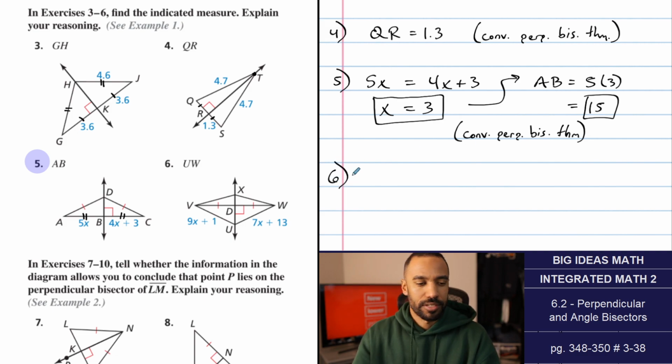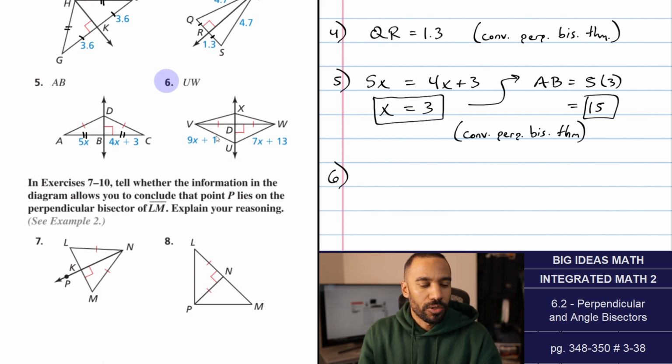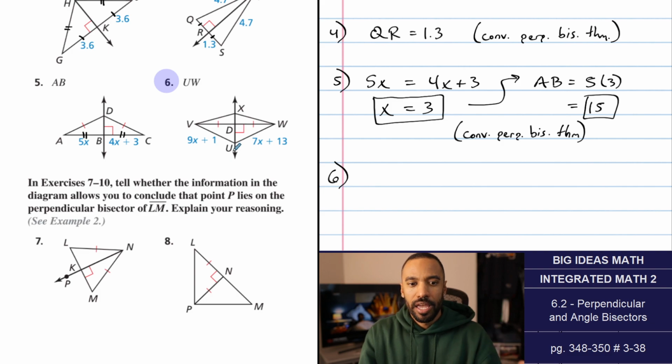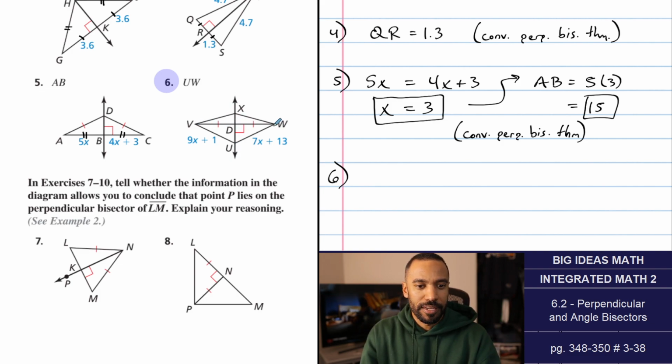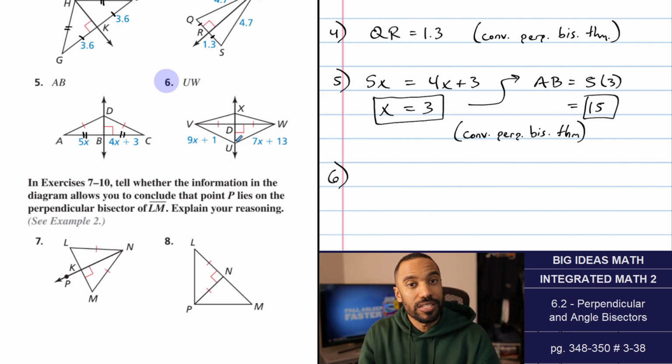Okay, number 6. The length of segment UW. Don't let the diagram trick you. But the length of segment UW, you can see that this line UX, or UD or whatever, is the perpendicular bisector of segment VW. It shows the perpendicular symbol and the segments that show D is the midpoint of that. Therefore, U is equidistant to points V and W. That means that this segment is congruent to this segment, which means we can set those lengths equal to each other, which is exactly what we're going to do.